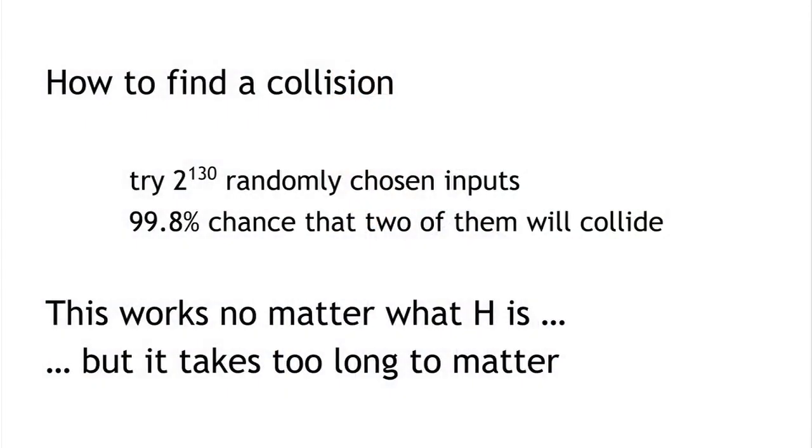Let me tell you how to find a collision, because there's a method that's guaranteed to work. The method works like this: we're going to pick 2^130 randomly chosen inputs over on the left cloud of that previous diagram. If we pick those 2^130 randomly chosen inputs, it turns out there's a 99.8% chance that at least 2 of them are going to collide. And so this is a very simple method for finding a collision.